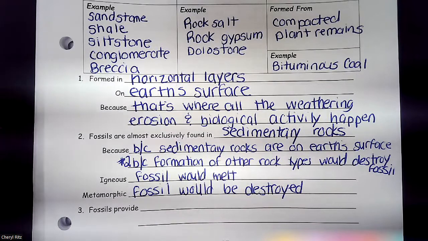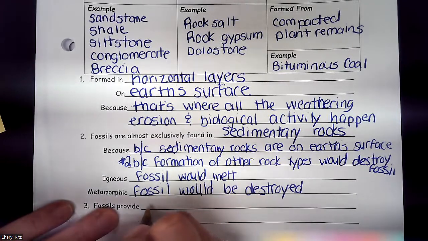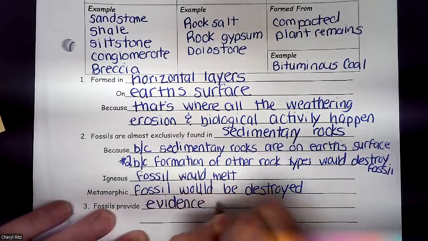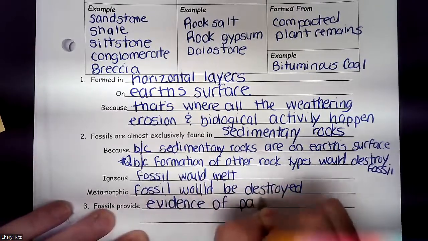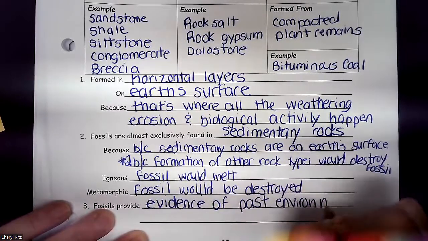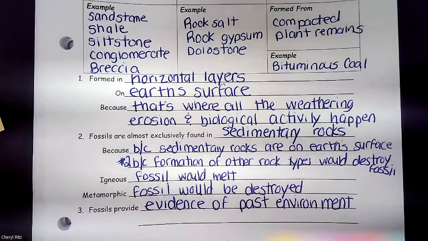And the last bullet to finish chapter 3's learning. The last thing you need to understand, it says fossils provide, and the sentence will be, evidence of past environment. What the heck does that mean? Fossils provide the evidence of past environment.